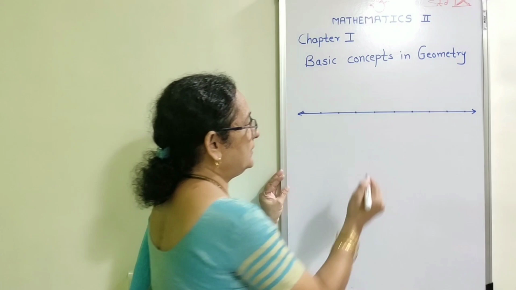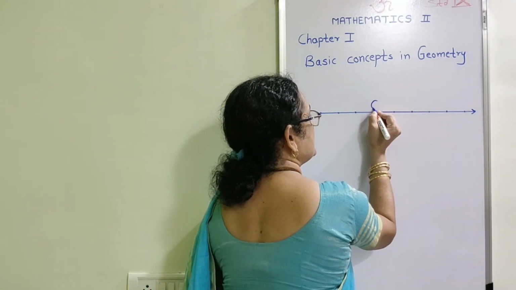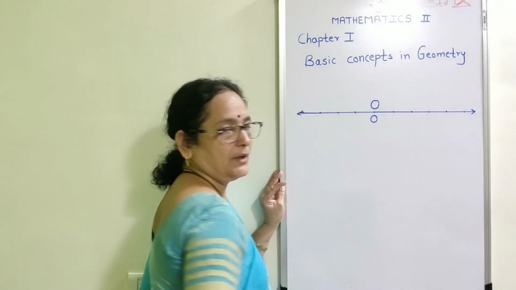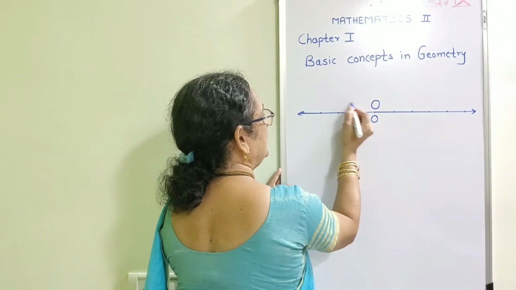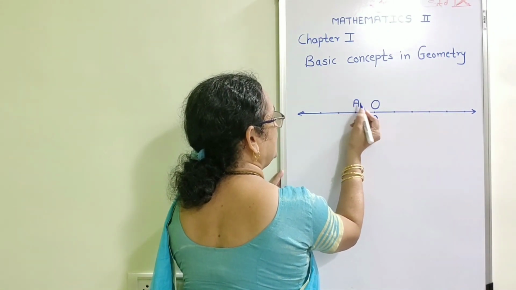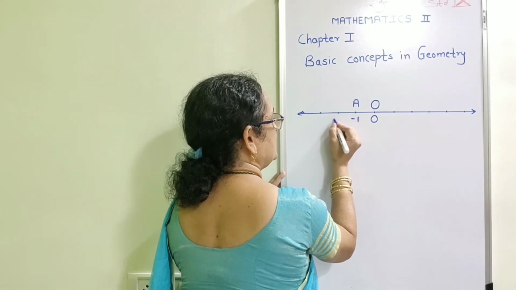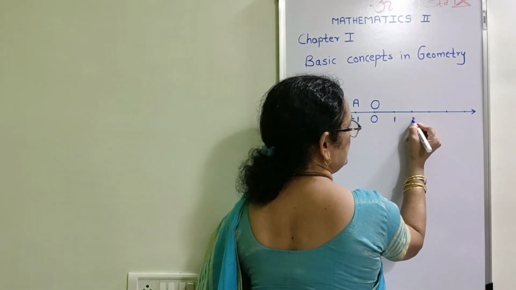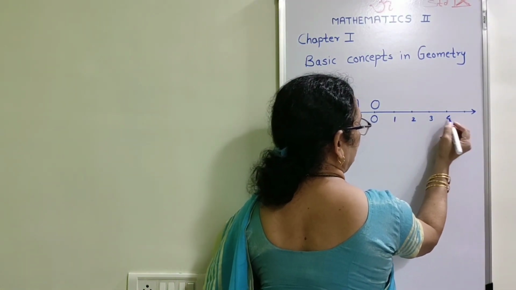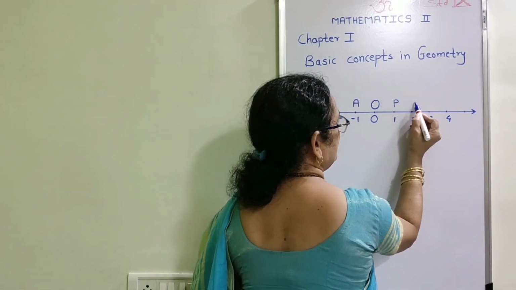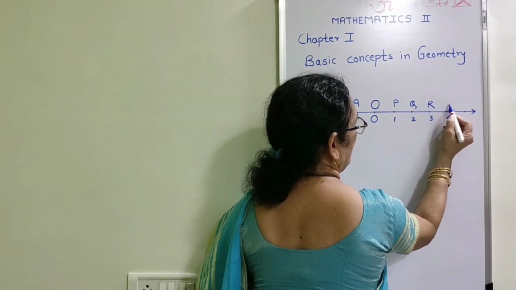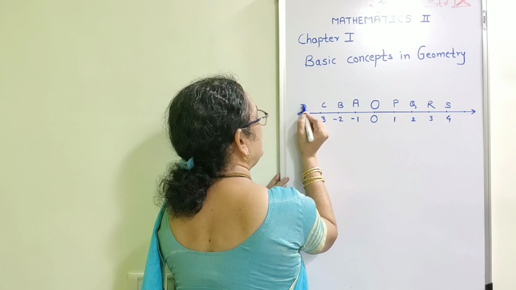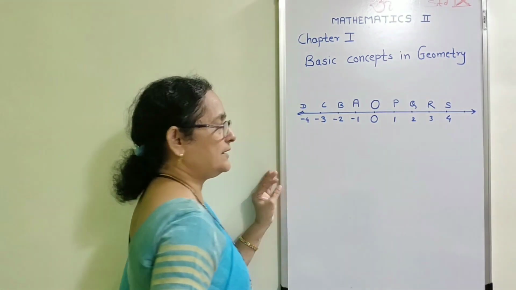Now here, suppose this is a point O. The coordinate of this point is 0. Suppose there are another 2-3 numbers on this number line. This is -1, this is -2, this one is -3. This is 1, 2, 3 and 4. Suppose these points are P, Q, R, S, A, B, C and D. The coordinate of this is -4.